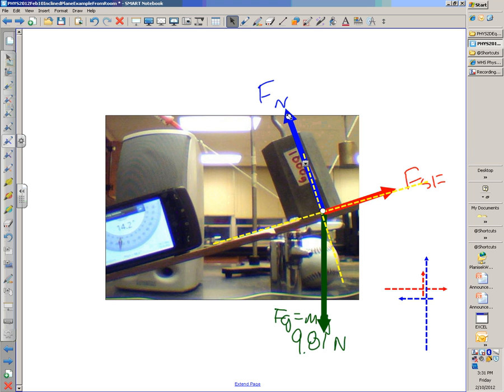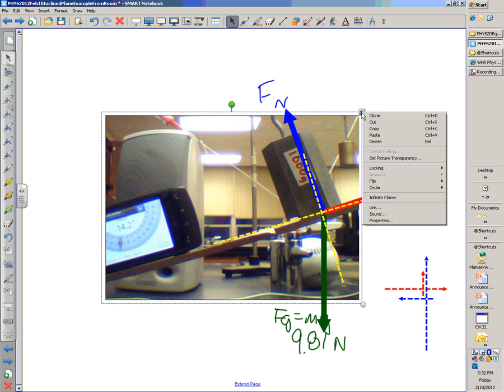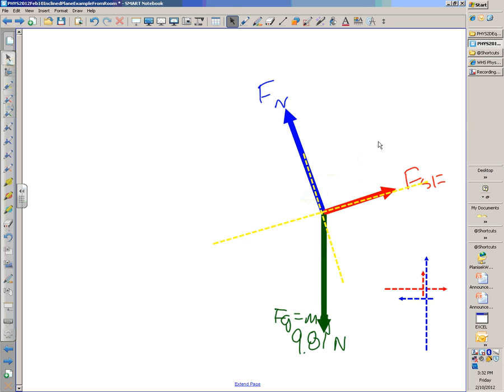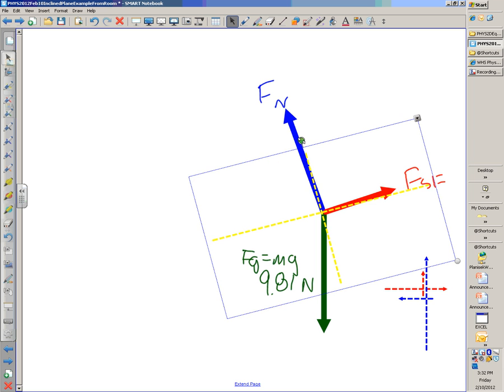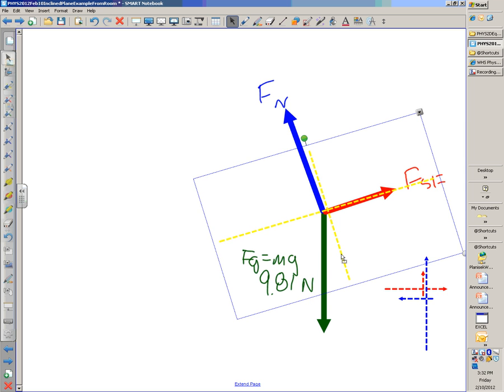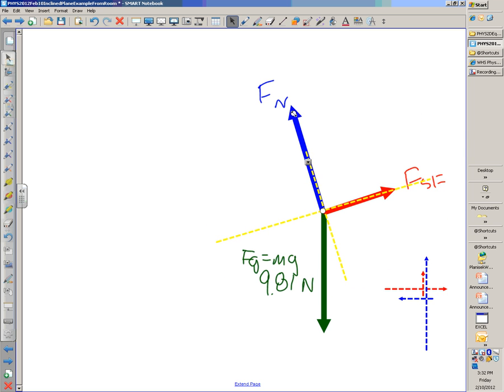Now we don't have to break them up into components, because forces that act along an axis in the problem don't have components. The only force right now that isn't lying on one of the axes in our frame of reference is the gravitational force, and that's this one. So now I'm going to get rid of this picture. Now we're only left with our forces. We're going to adjust some things a little bit. I'm going to move this just a little bit more so it looks like that.